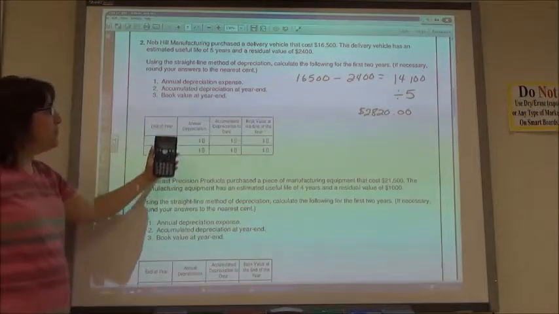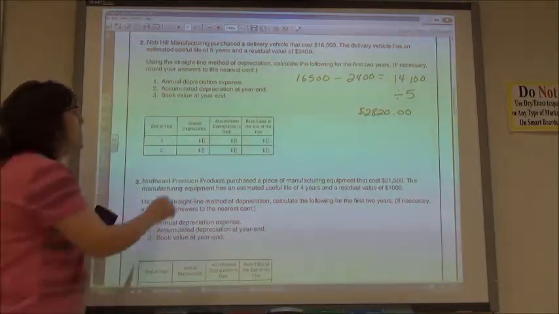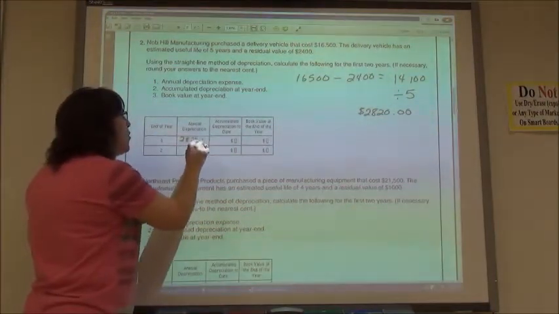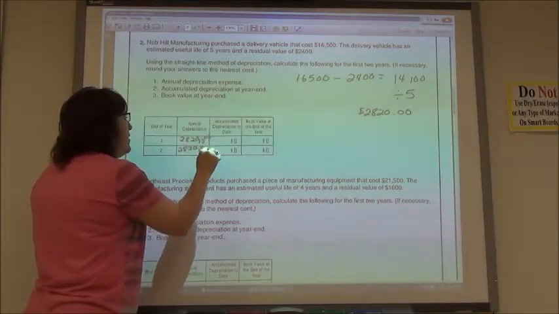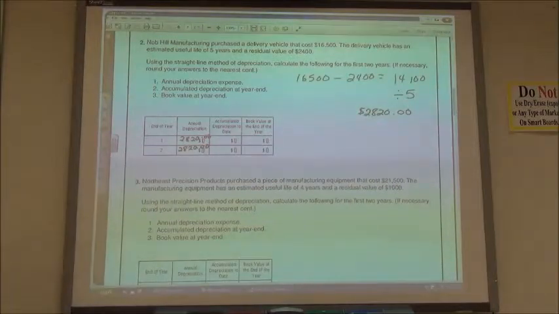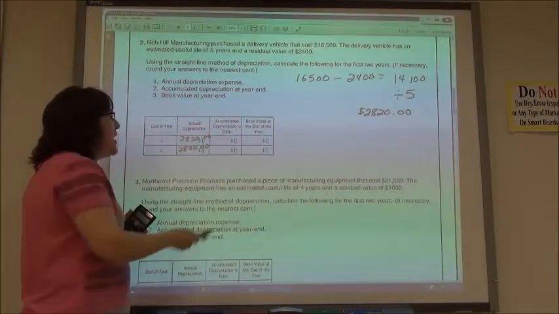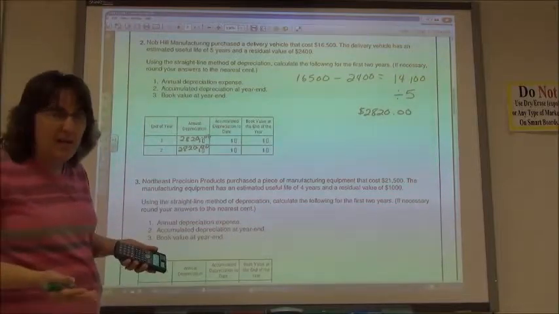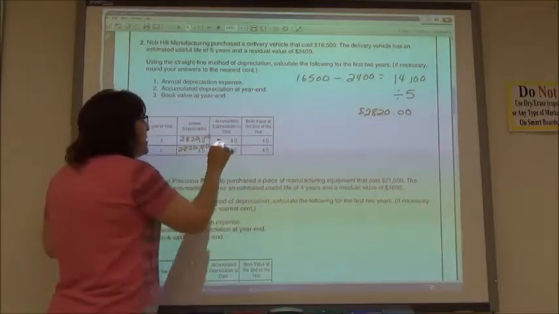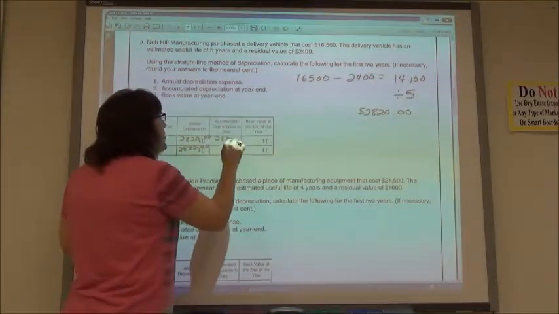So the annual depreciation every year is $2,820.00. I'll put the 0.00 because it says to the nearest cent, even though it doesn't squeeze in there very nicely. My accumulated depreciation for year 1 should be the same as the annual depreciation, because we haven't had any depreciation other than the first year. So $2,820.